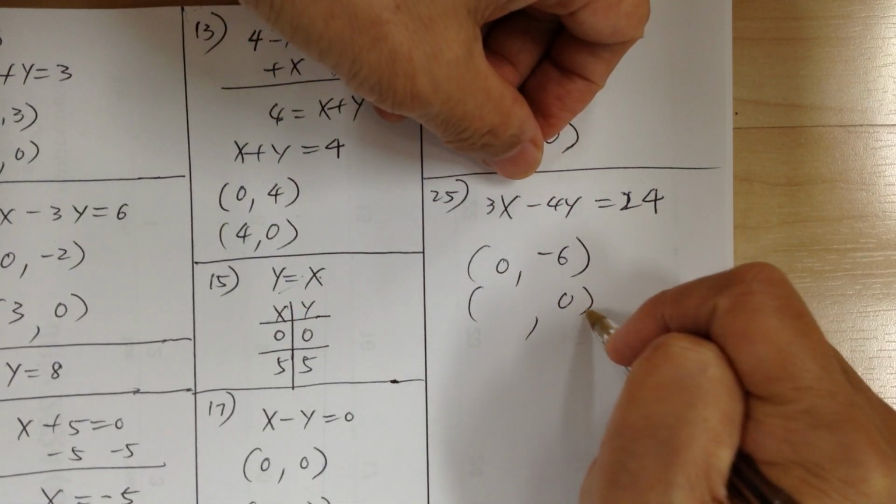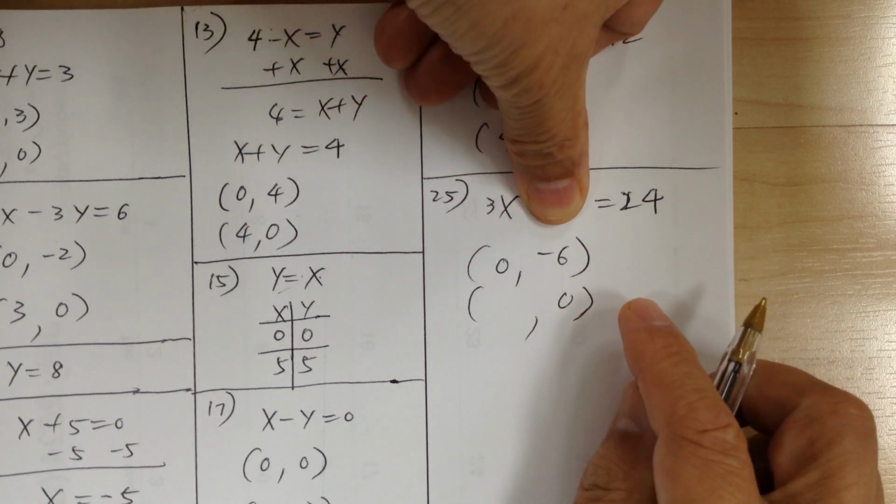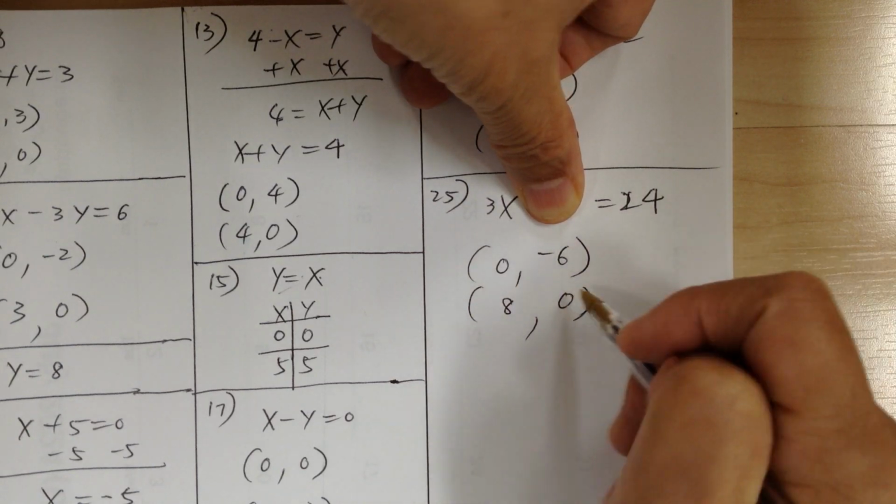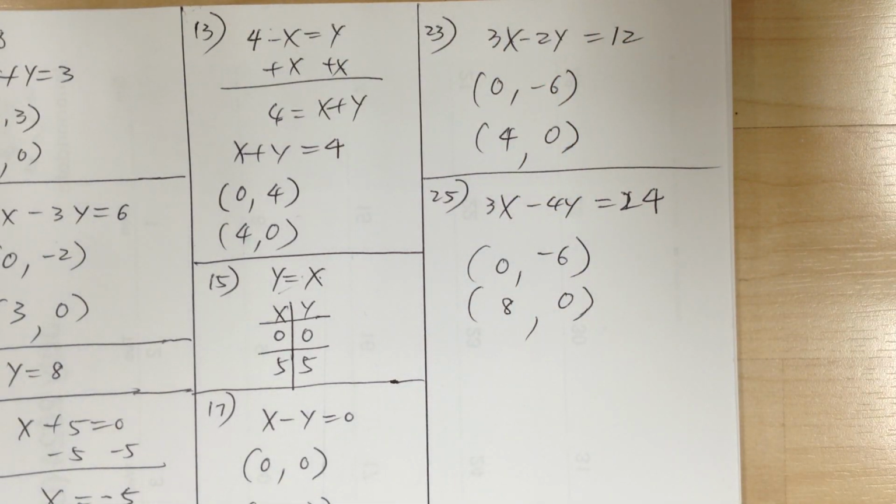So you let y equal to 0. So when y equal to 0, this is gone. And so you need to get 8. Right, 3 times 8 gives you 24. Okay, so this graph is going to be kind of big.